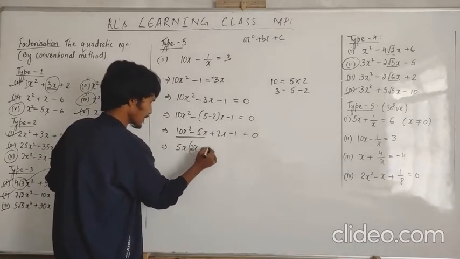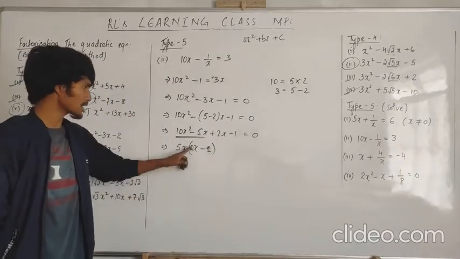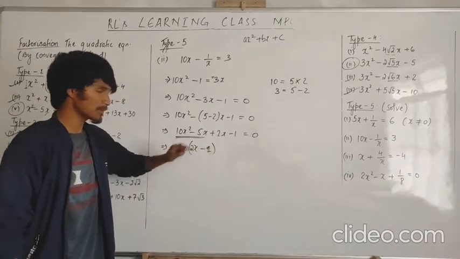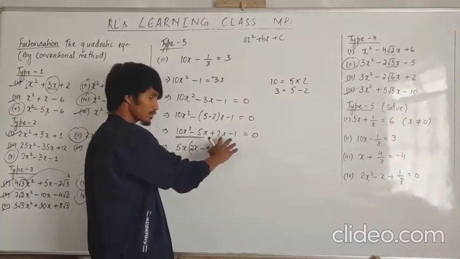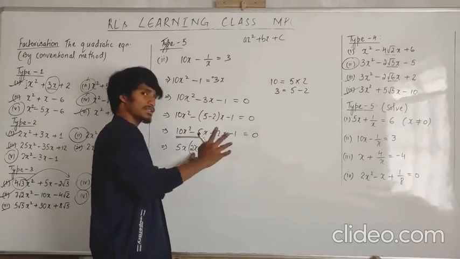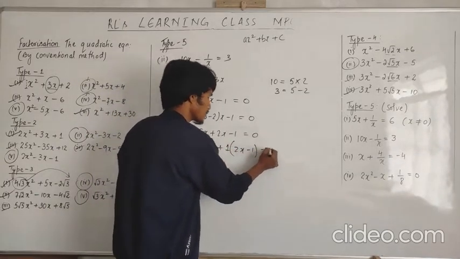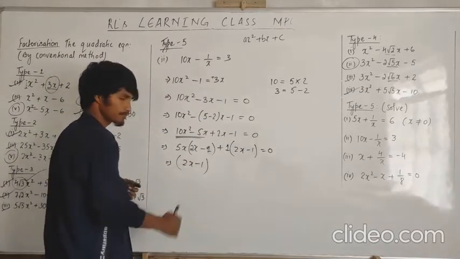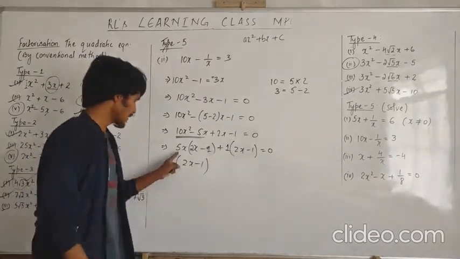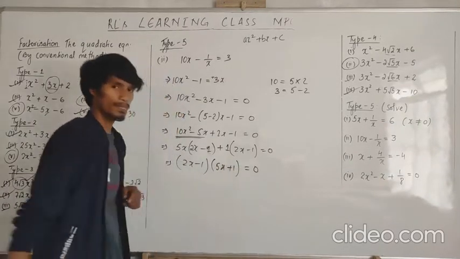Here 2, then here will be 1. Because 5 into 2 will be 10, then x into x squared. Then 5x into 1 will be 5x, and here 2x minus 1, and here also 2x minus 1. I told you when in bracket the remaining are the same, then 2x minus 1 will be the common, equal to 0. And here you have 2x minus 1 common, and left 5x plus 1 equal to 0.